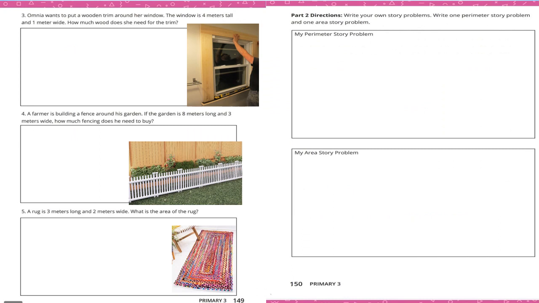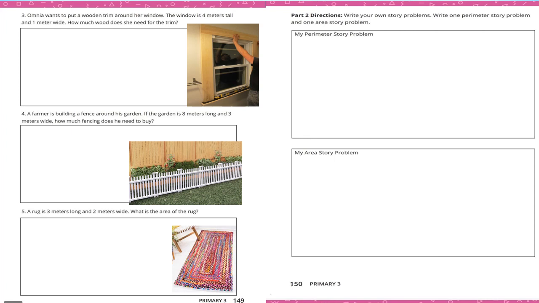Number 3, Umniya wants to put a wooden trim around her window, like this in the photo. The window is 4 meters tall and 1 meter wide. So the window is in the shape of what? We have 4 meters tall and 1 meter wide. So we have a long side and a short side. This is a rectangle. Yes. So how much wood does she need for the trim?